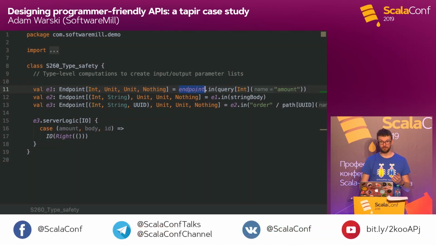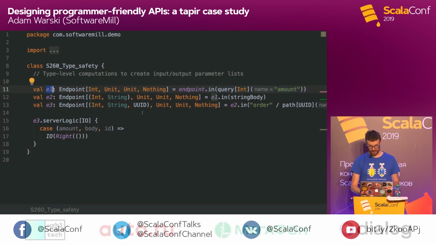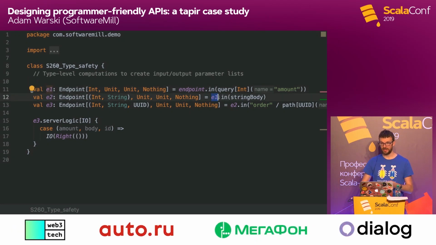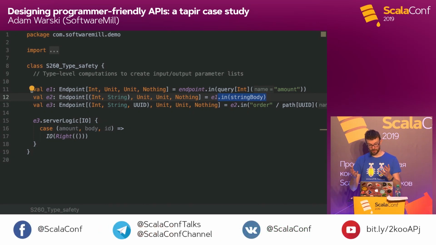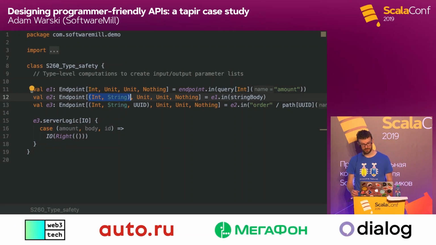So if we take the starting endpoint, which is an empty endpoint, and we add a single input parameter, right, which is an int, well, we get an endpoint which takes a single int, right? And that's an immutable value, so we can just take it and specialize it further. So now we have this endpoint with a single input parameter, and we add a second input parameter, which is a string body, so we will get a string from that, right? So now the type parameter of that endpoint has to be int and string, a tuple, right?